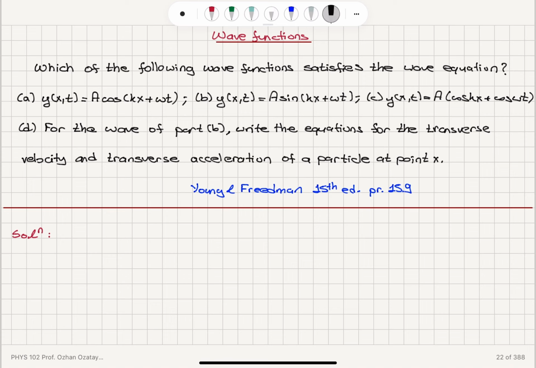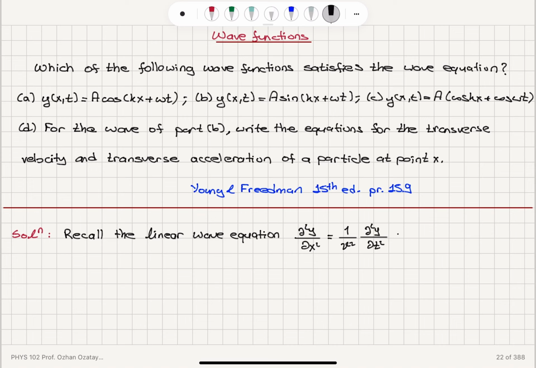So let's start with recalling the linear wave equation. This was a partial differential equation. The second derivative of the wave function with respect to x must be equal to 1 over the propagation speed squared, times the second partial derivative of the wave function with respect to time.